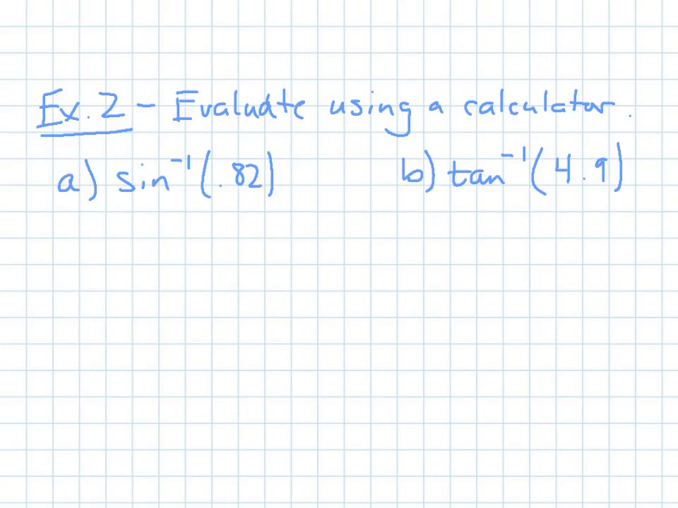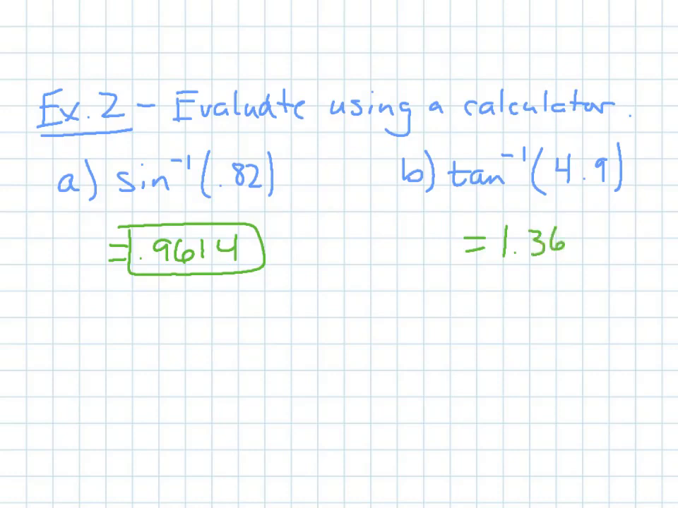Now sometimes they'll give you decimals. So the inverse sine of 0.82, I want to first make sure my calculator is in radians, which it is. So inverse sine of 0.82 gives me a value of 0.96. Okay? Make sure that if they're giving this to you, the directions may specify a certain decimal to round to, so make sure you do that. Inverse tangent of 4.9, same thing. It gives me a value of 1.3695.